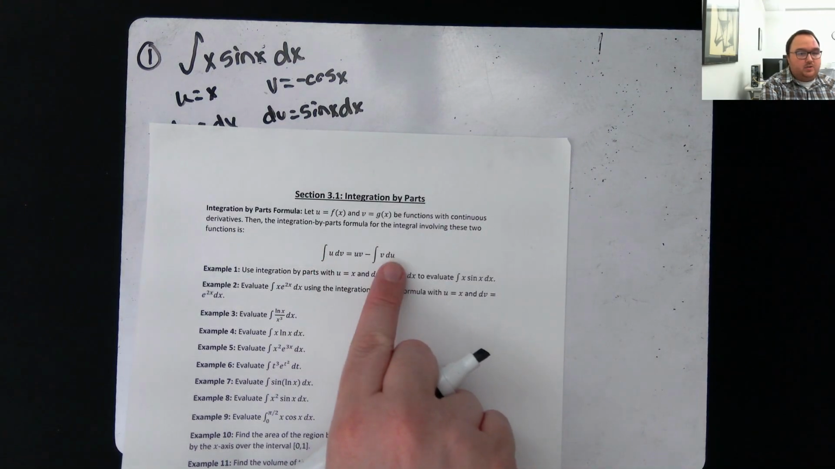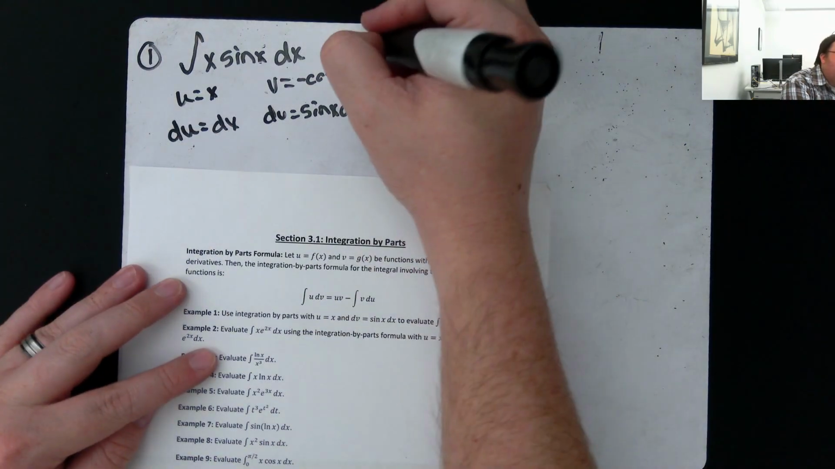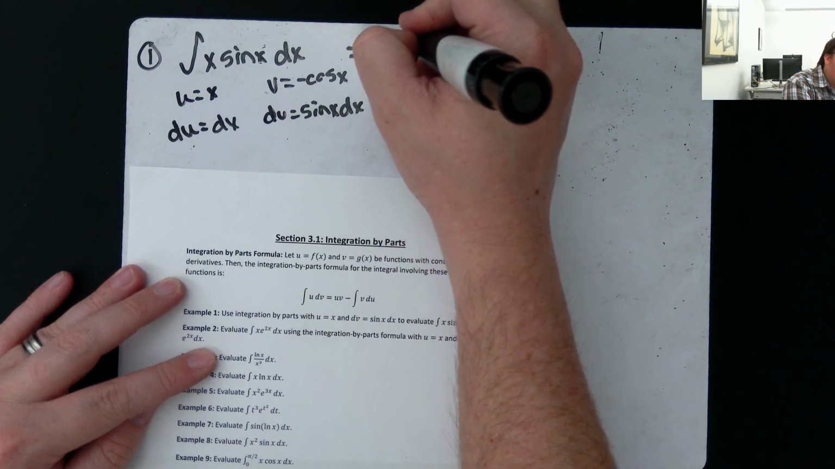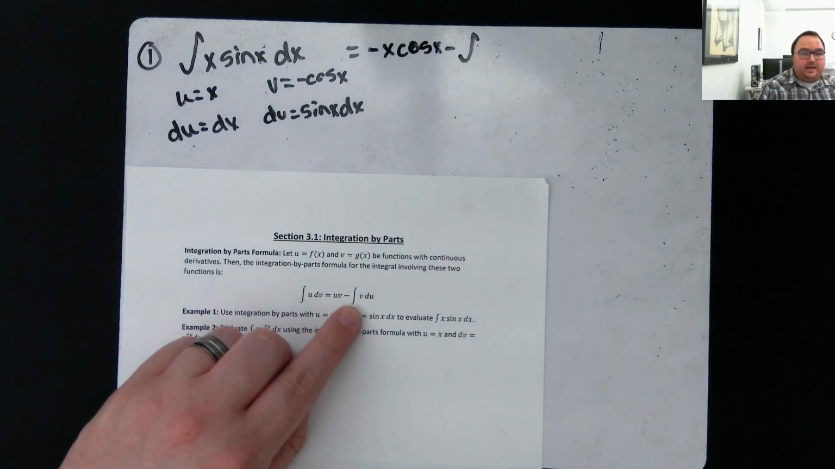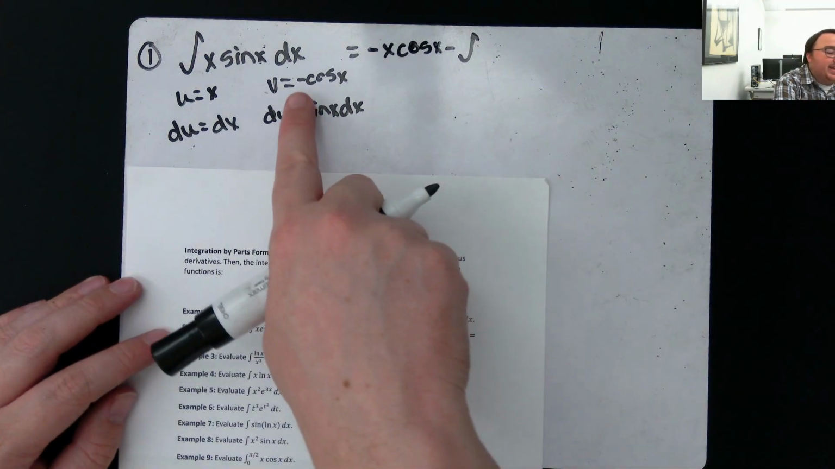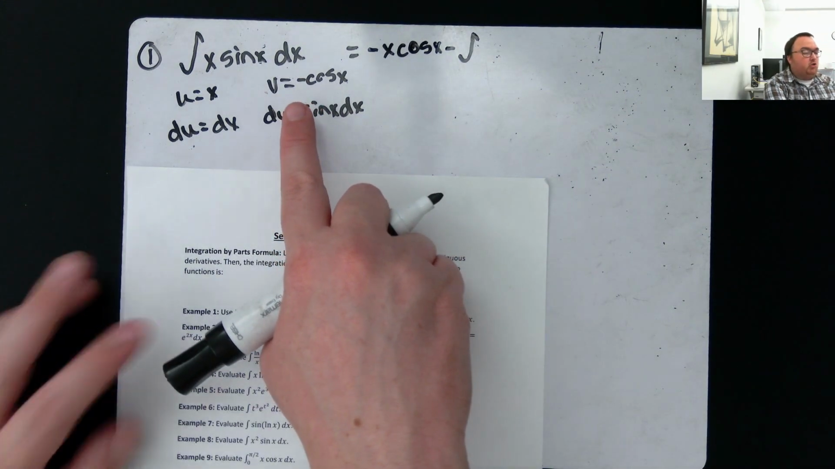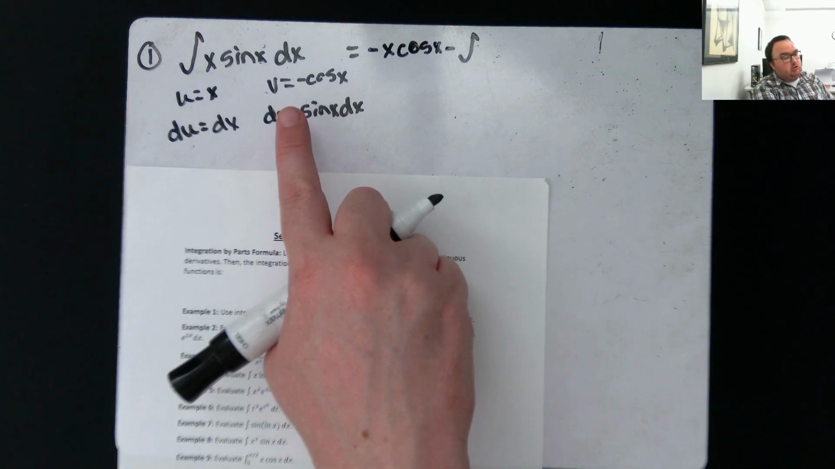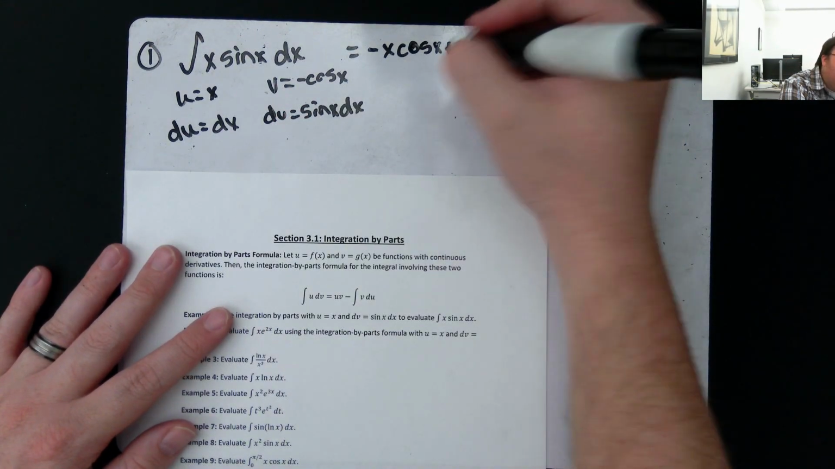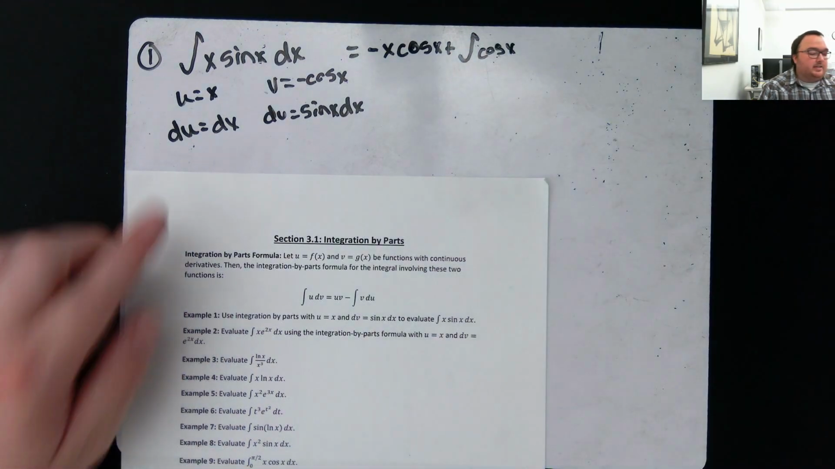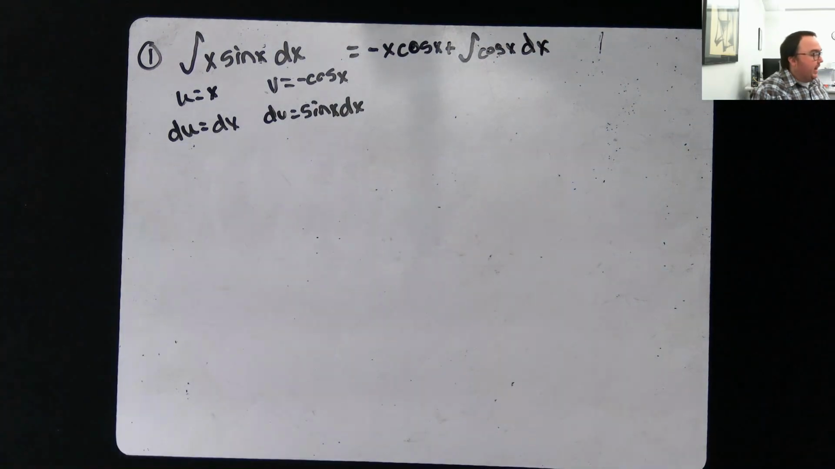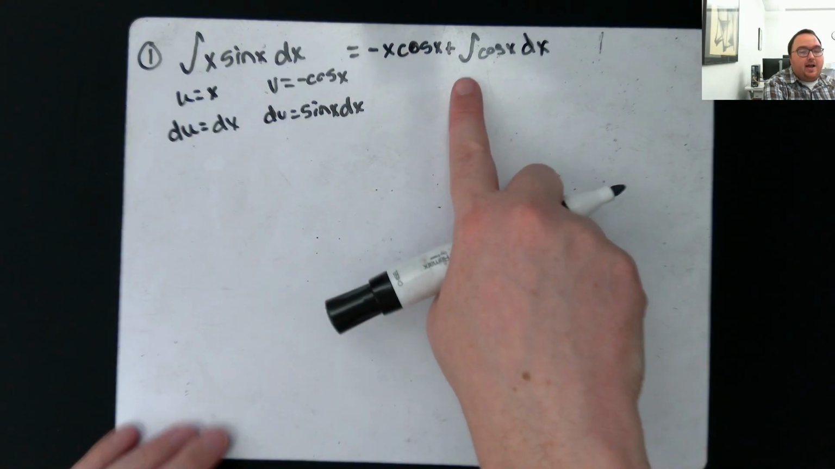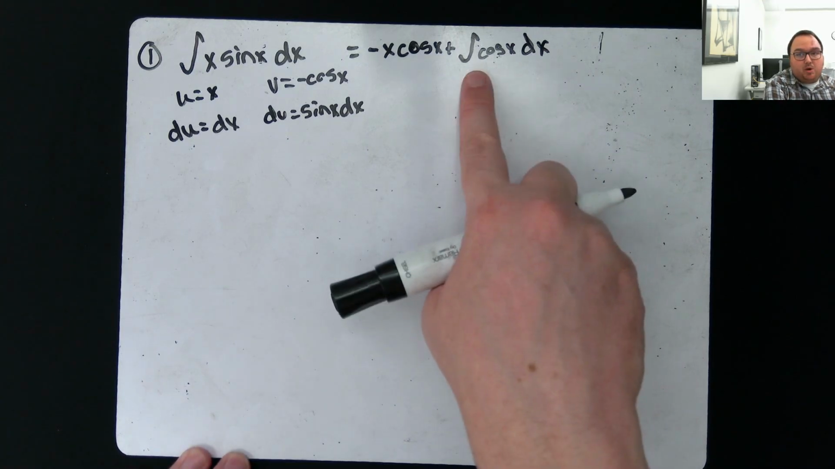Now that I have everything I need, I can put this into the formula. It starts with uv. So I'm going to do u times v, which will give me negative x cosine of x, minus integral v du. So the v is negative cosine of x, which would make this plus cosine of x. Du is just dx. And I like this because now I can evaluate this part right there.